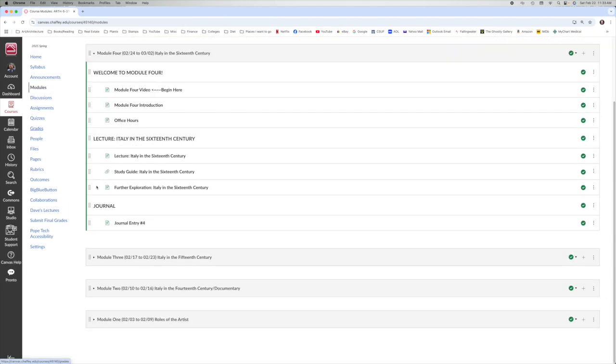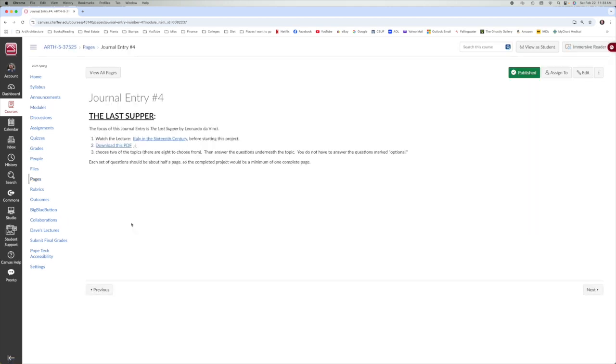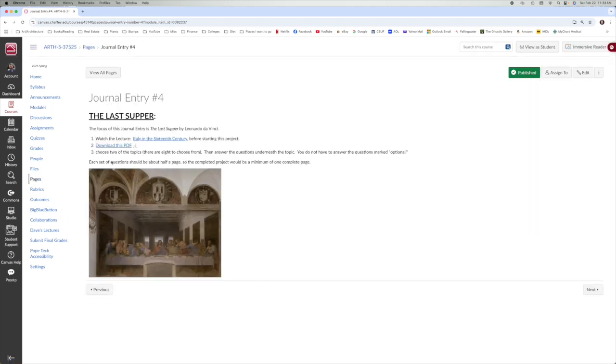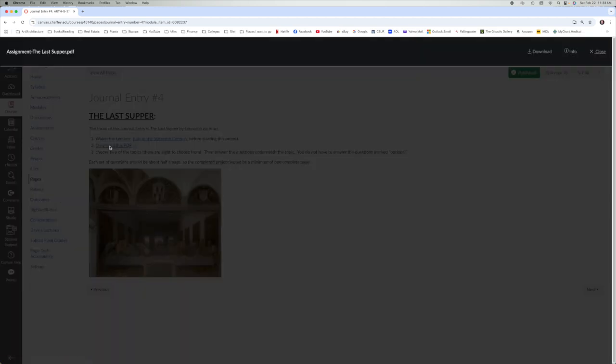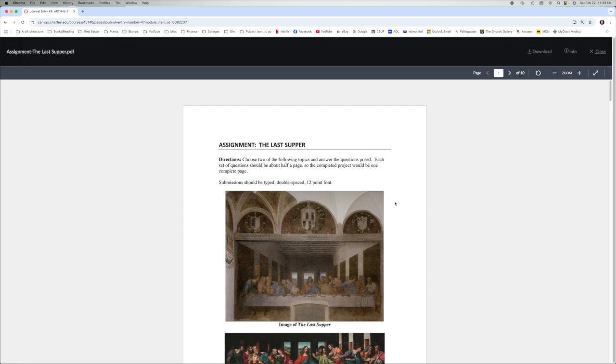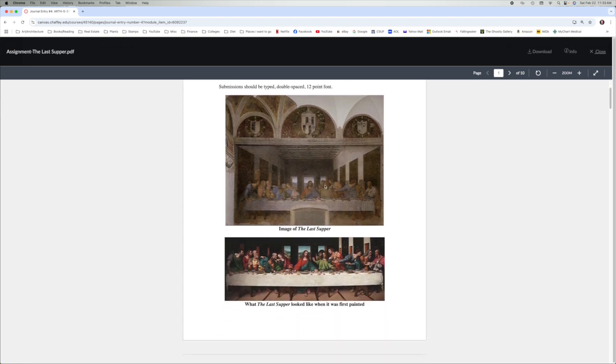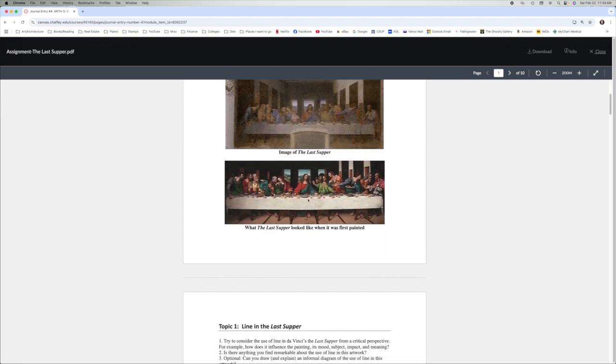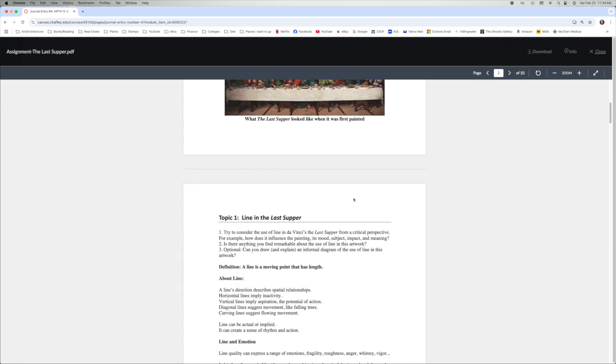For our project this week, our journal, it actually is about the Last Supper. So make sure you've watched the lecture first. The PDF offers you a number of different choices. So this is the Last Supper today. This is what it would have looked like in terms of the detail of it when it was first completed.